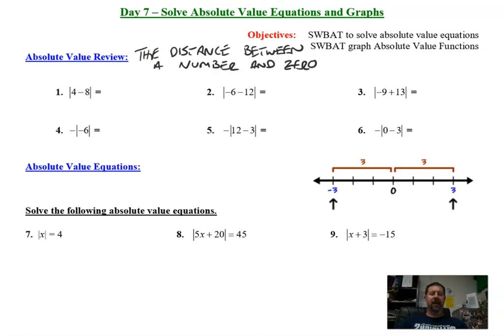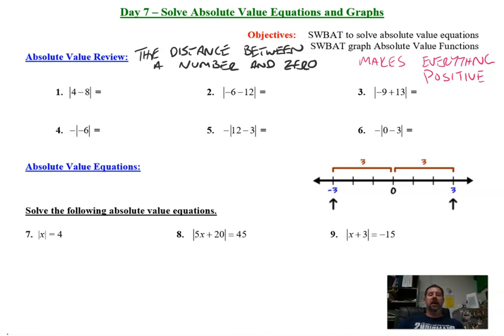Technically, the absolute value of a number is the distance between that number and zero. But what you need to remember is absolute value is just going to make everything positive. Because when you talk about the distance between a number and zero, the distance is always positive. Okay? So we're going to take the absolute value of a number, and it's just always going to make it positive.